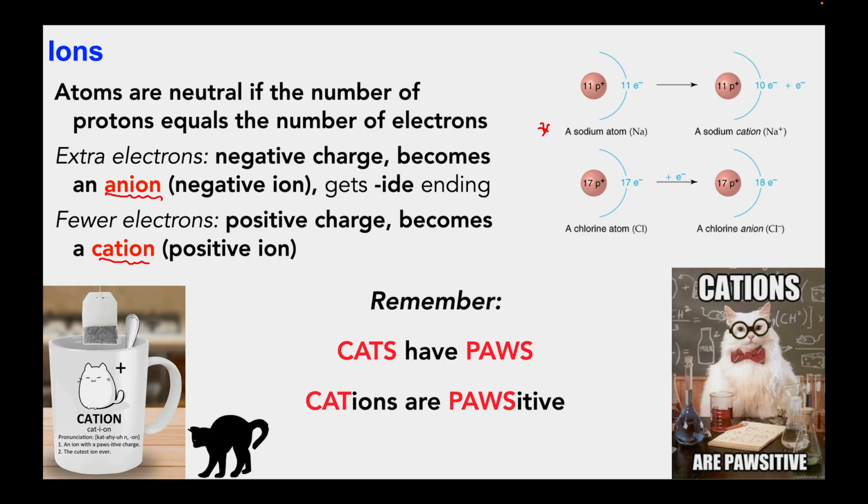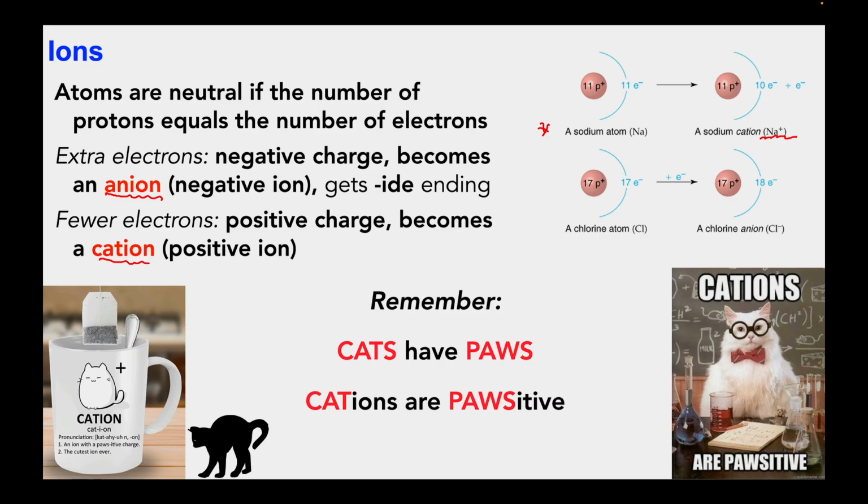So it's lost an electron. And by losing that one negative one, now you have 11 positive charges and 10 negative charges. So overall, it becomes a positive 1 ion. So the sodium cation is sodium plus 1.